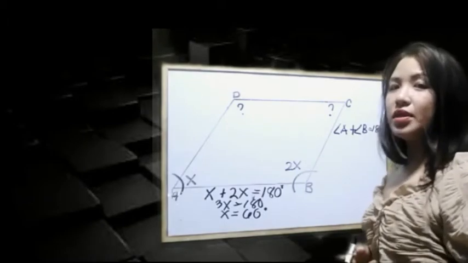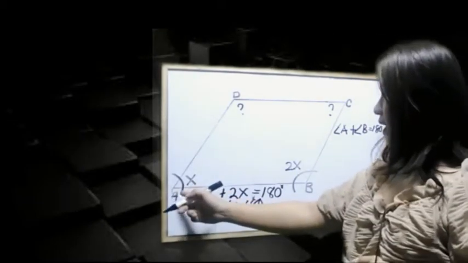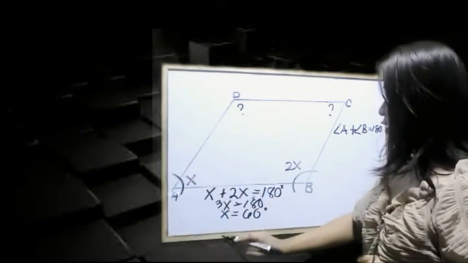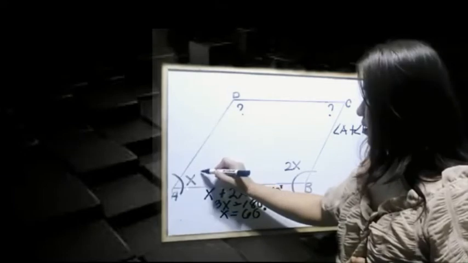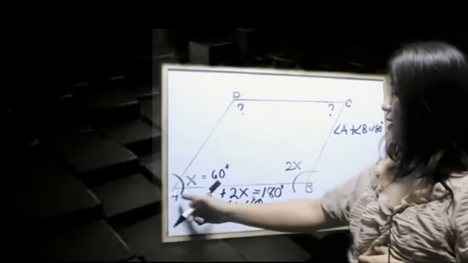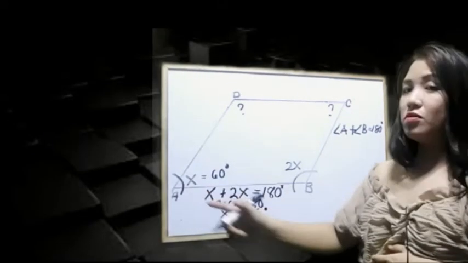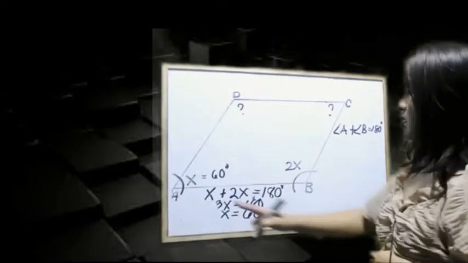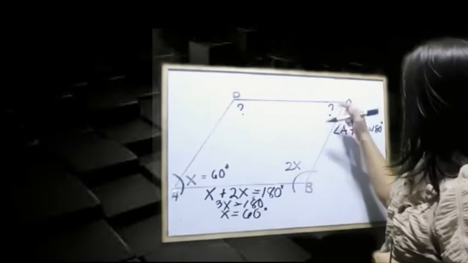So now you already have the value for x. If angle A is x and x is equal to 60 degrees, that means angle A is equal to 60 degrees. And since angle A is opposite angle C, and opposite angles in a parallelogram are congruent, that means our angle C is also 60 degrees.